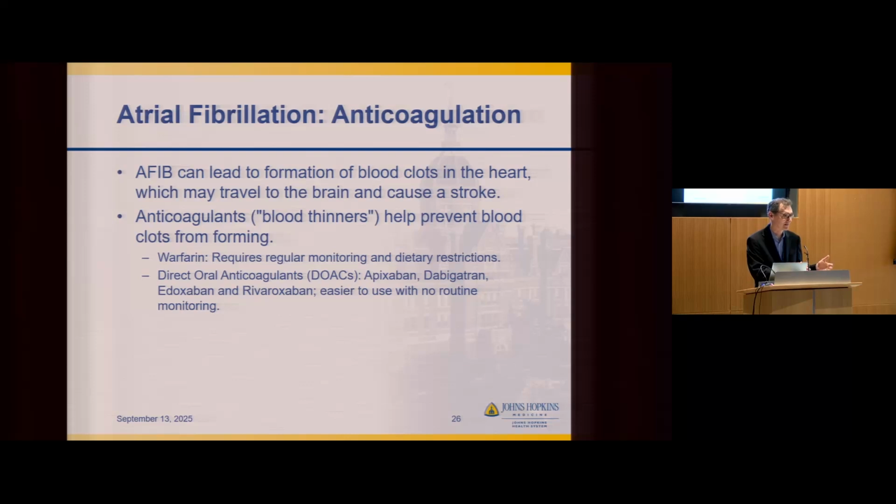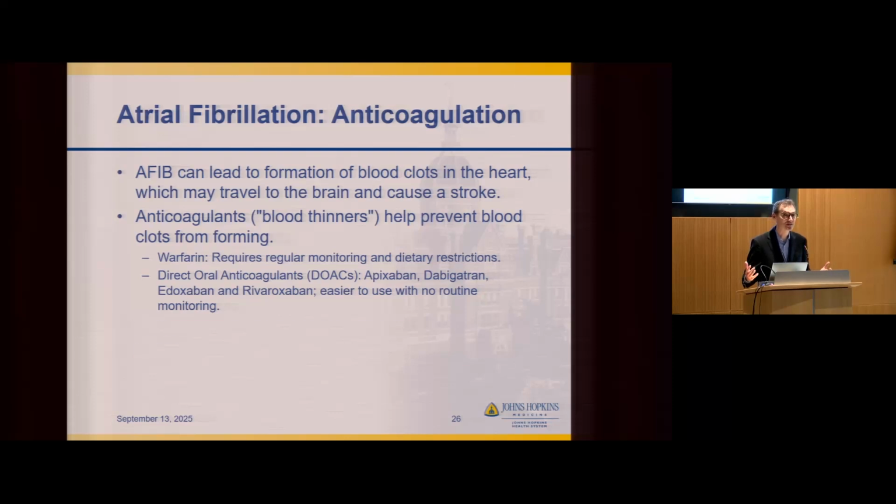If you're taking too little, then you're not protected from a stroke. So it can be very difficult to manage in individual patients. So the newer blood thinners called DOACs are much easier to take. It's sort of one size fits all, doesn't require much monitoring, and we preferentially use those these days.